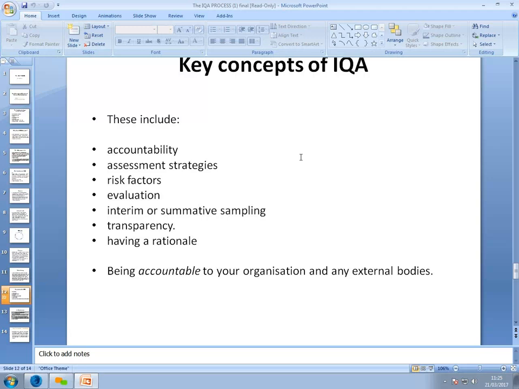Accountable, obviously, to your organisation. But you are the link between your organisation and those external bodies. It's important that the relationship is good. Difficulties can arise with external quality assurers without too much trouble. So it's important that the external quality assurer is kept happy and informed by the IQA of what's happening within the organisation.